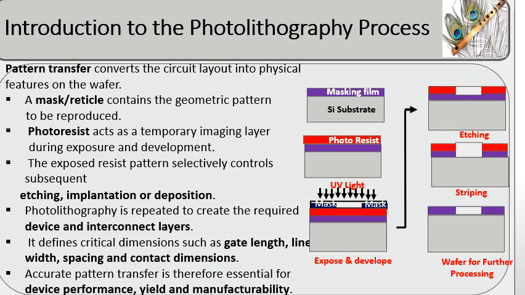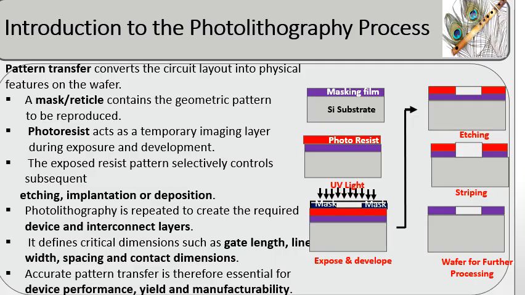Photolithography provides the essential link between the circuit layout and the physical structures fabricated on the semiconductor wafer. The required circuit geometry is represented on a mask or reticle and transferred to a wafer coated with photoresist. During exposure, the optical system projects the mask pattern onto the resist. Development then creates a patterned resist layer that selectively protects or exposes regions of the wafer for subsequent processes such as etching, implantation or deposition.